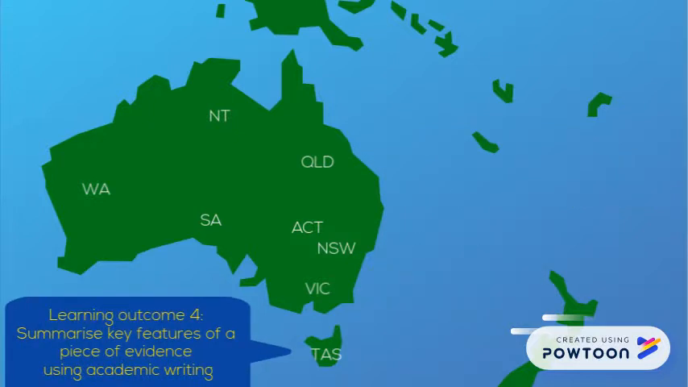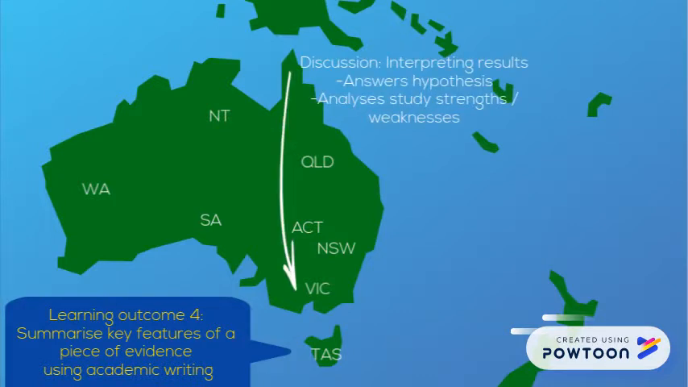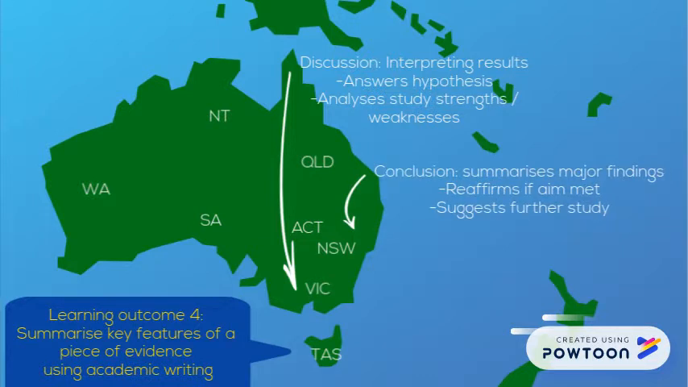Interpreting results happens in the next section, the discussion, which should also answer the hypothesis and analyse the strengths and weaknesses of the study. The conclusion summarises major findings, reaffirms if the aim was met, and suggests further areas for study. References provide any sources that the authors used when researching or writing their piece.